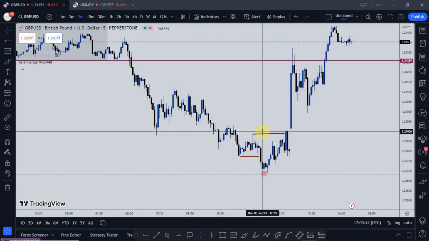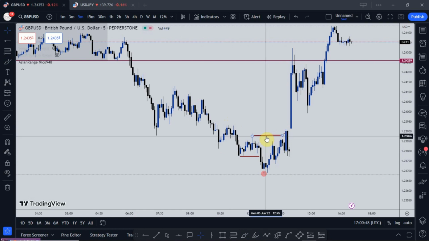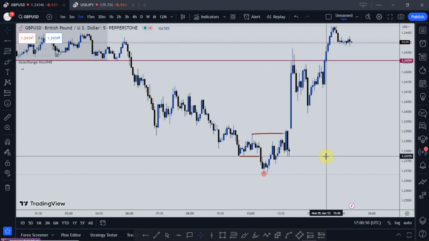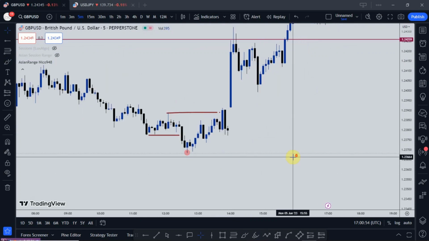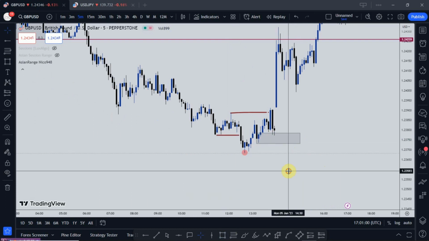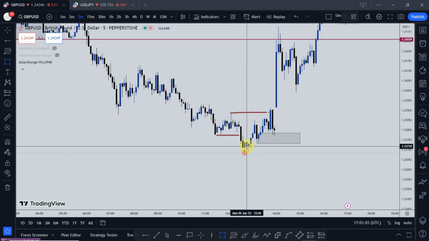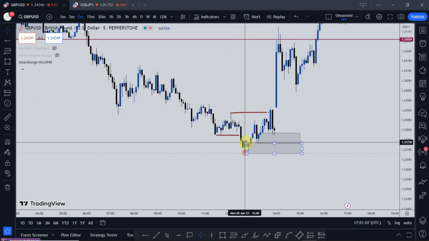Good. Price came to take that high here, and that is our choke. Okay, if that is our choke, where is our demand zone? We have one here. This is an unmitigated order block. We have another one here, which was also not mitigated.